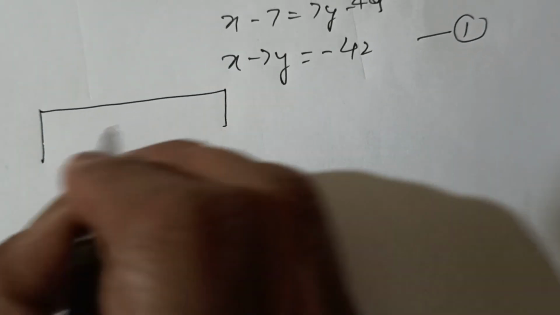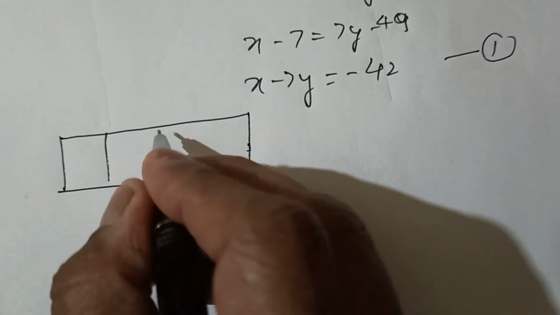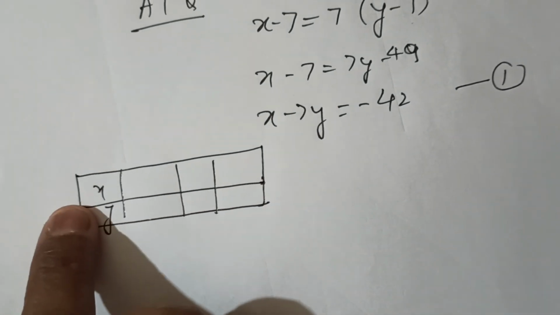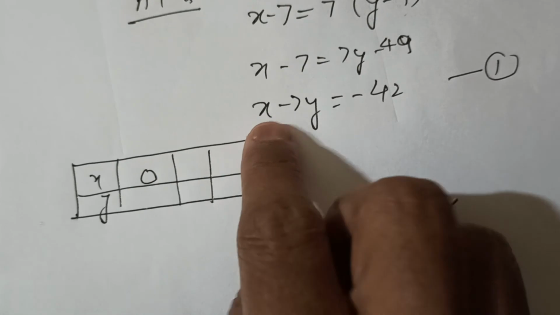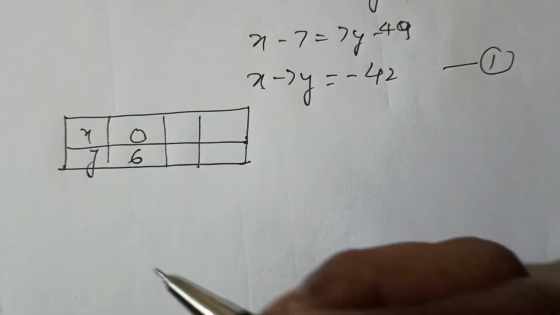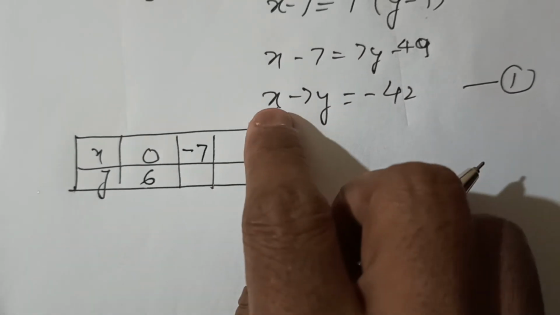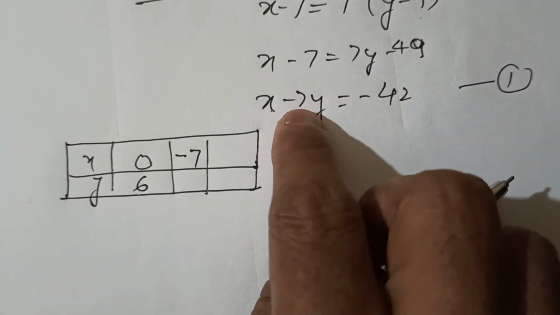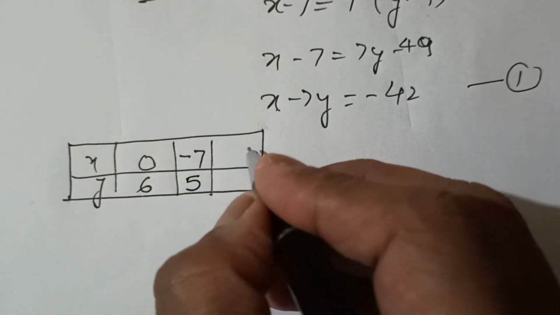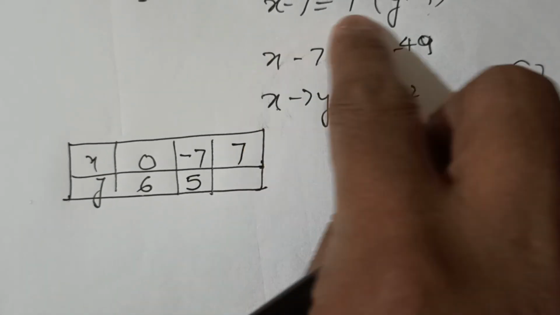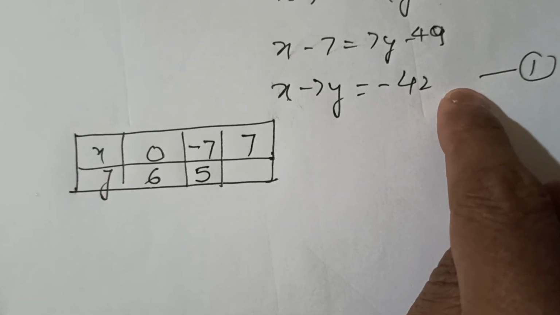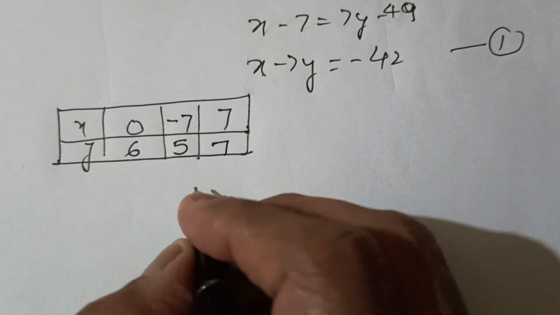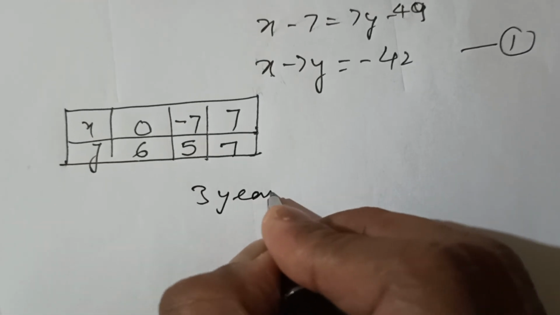Let's draw the table for it for plotting on a graph sheet. We take 3 points, minimum 3 points. Now we take x as 0. If x is 0, we put over here, y value comes out as 6. Then we take x as minus 7. Minus 7 comes over plus 7, minus 35. Then y comes out as 5. Then we take x value as 7. 7 comes over, it becomes minus 49. So that becomes 7.